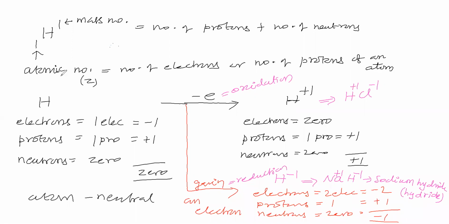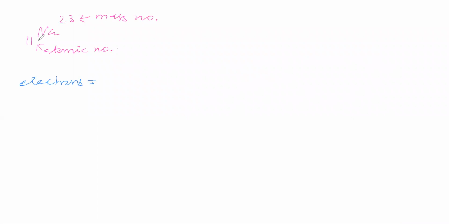Therefore, what is the number of electrons of a sodium atom? Sodium atom has 11 electrons. For 1 electron, the relative charge is minus 1. So for 11 electrons, the relative charge is minus 11.